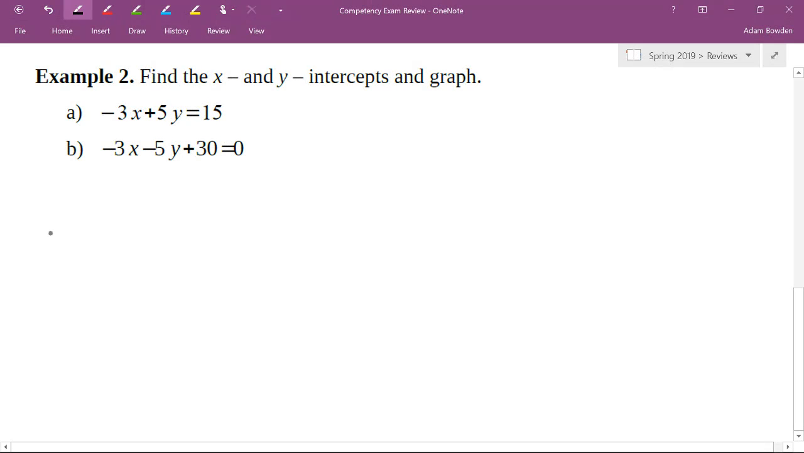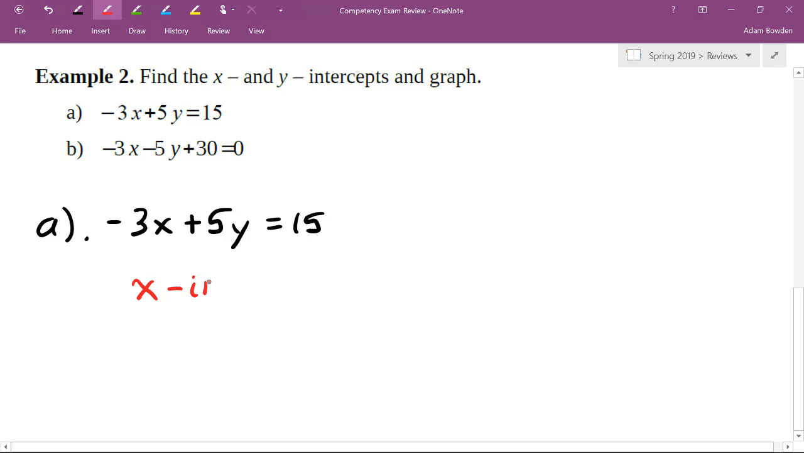On these questions, we're going to find the x and the y-intercepts and graph by using the x and the y-intercepts. Starting with the equation negative 3x plus 5y equals 15. So in order to do this the way it's asking us to, we need to find each of those intercepts, the x and the y-intercept.